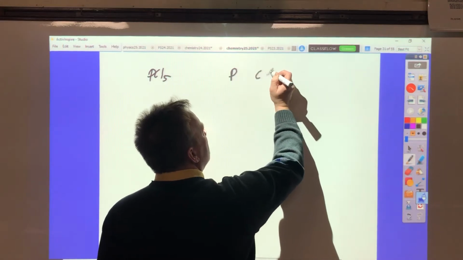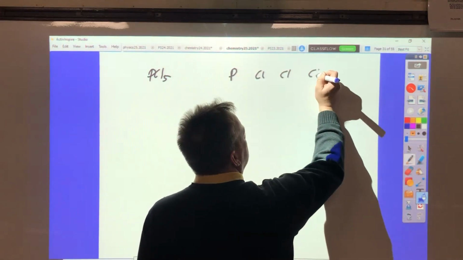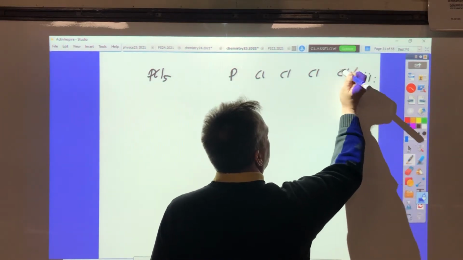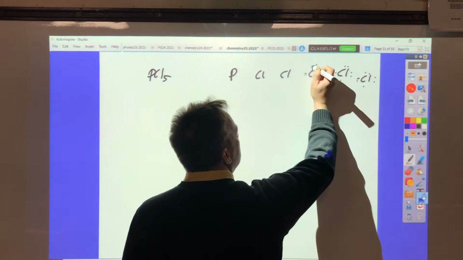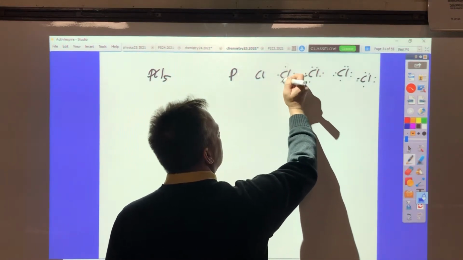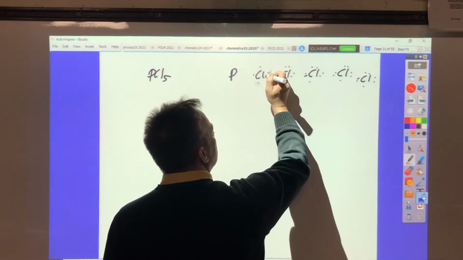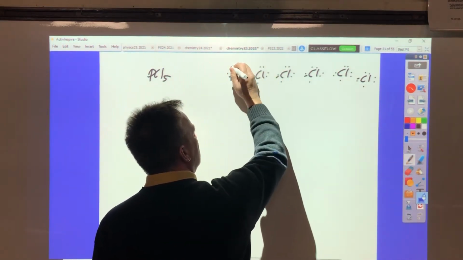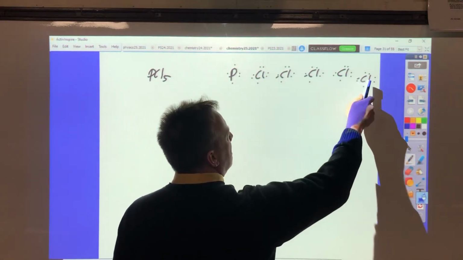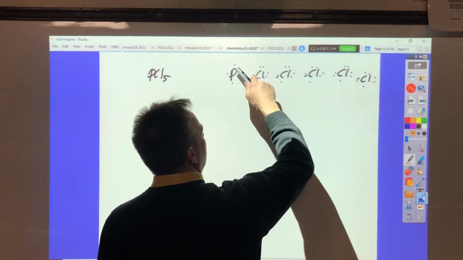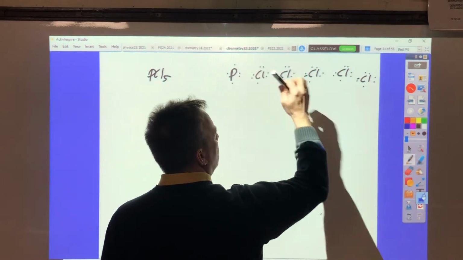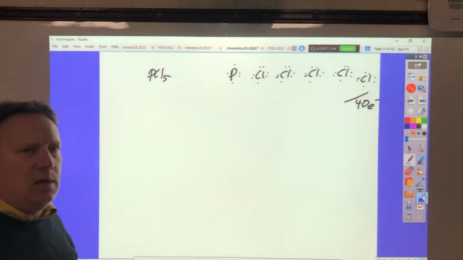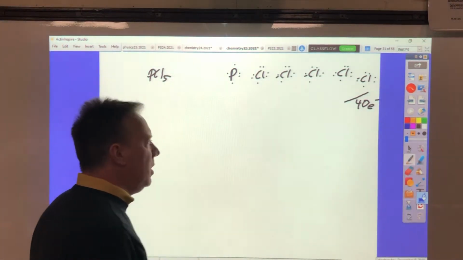So I've got a phosphorus and five chlorines. Each chlorine has 7 valence electrons, and phosphorus is below nitrogen, so it has 5. So we have 7 times 5 is 35, plus 5 is 40 electrons in the compound.